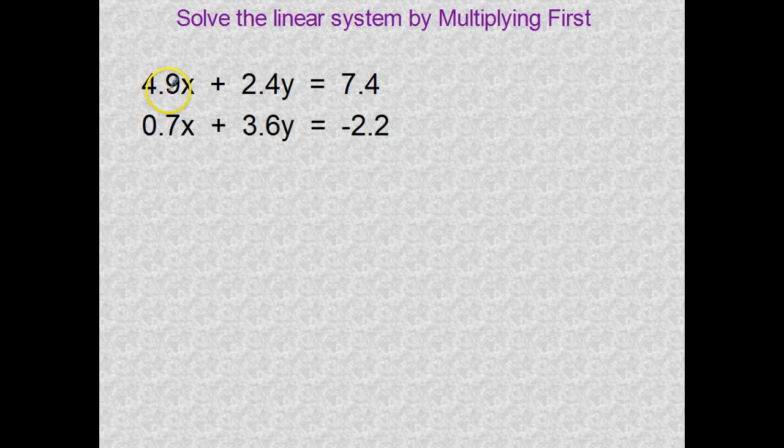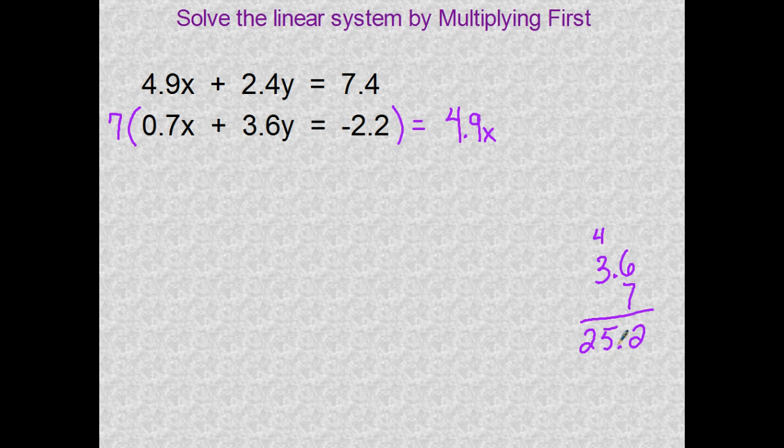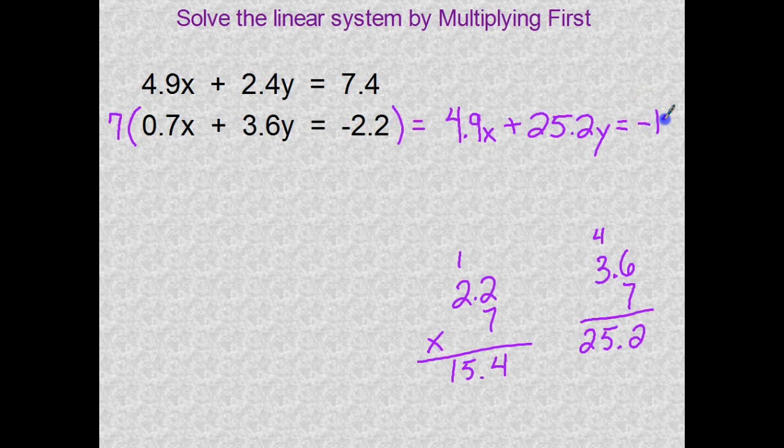I see that I have a 4 9/10 and a 7/10, so we can take this bottom line and multiply it by 7, and we're going to get 4 9/10 x. Then if we take 3 6/10 and multiply it by 7, let's come off to the side here and multiply that by 7. We're going to have 25 2/10 y. And then we're going to have a negative 2.2 multiplied by 7 again, and we're going to get negative 15 4/10. I'm going to erase that work here.